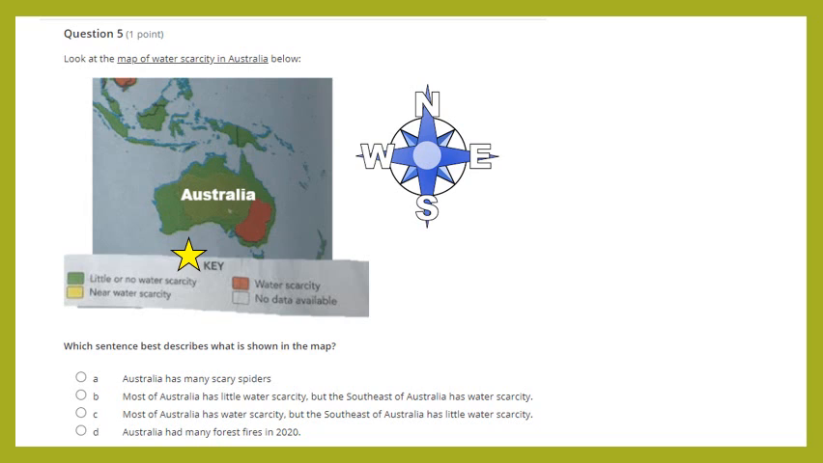All right, so I'm going to go ahead and eliminate letter A, Australia has many scary spiders. That's true. Okay, Australia has a lot of spiders, but I'm not told that information from the map, so I can't use it. I know the information is true just on my knowledge, but I can't choose this answer in this question because it's not a map of spiders. It's a map of water scarcity.